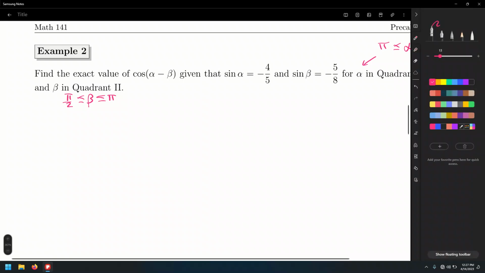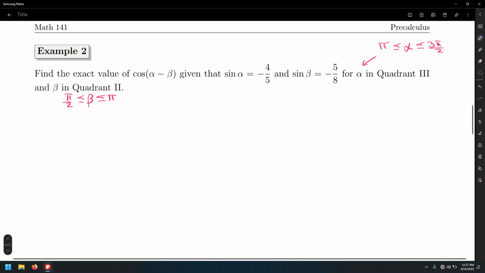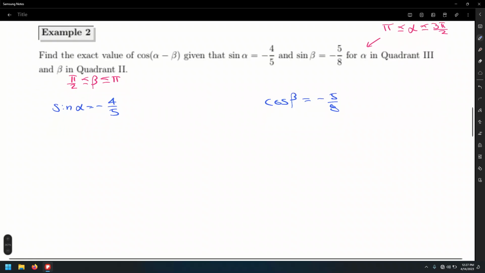So, how are we going to do a problem like this? Well, number one, let's use the information that we have one at a time. Let me rewrite this. Sine alpha equals negative 4 over 5. And cosine beta equals negative 5 over 8. So from here, we are going to construct two different triangles. One triangle for alpha and one triangle for beta. And in this case, they're asking us to have the alpha angle in the third quadrant.